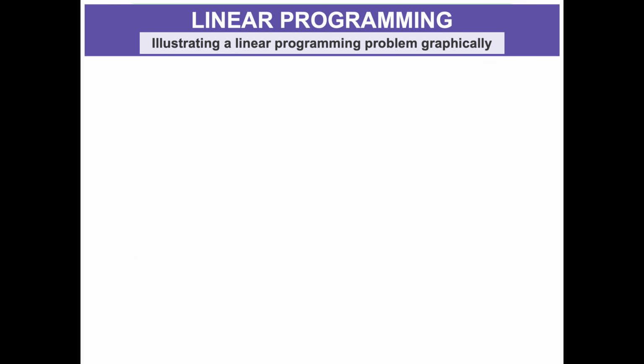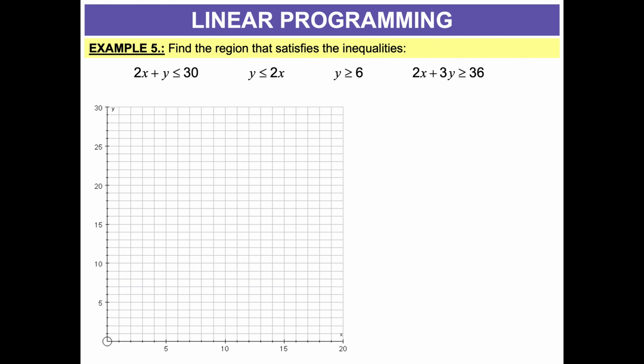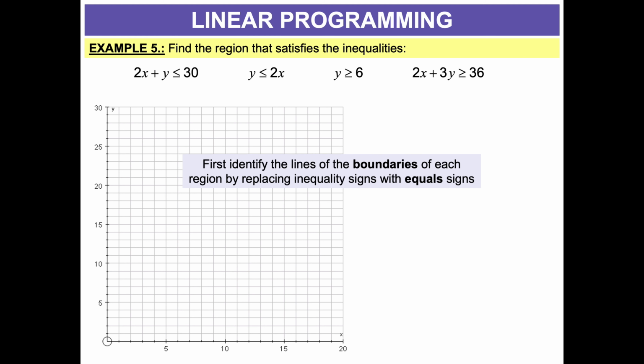So the next part that we need to talk about is how to illustrate a linear programming problem graphically. So let's look at one question in example 5. We are given the problem, we are given the constraints, we are not given the objective function yet, because we just need to first be able to identify the region of the feasible solutions. So first we need to identify the lines of the boundaries of each region by replacing inequality signs with equal signs. That means I will just basically sketch the lines.